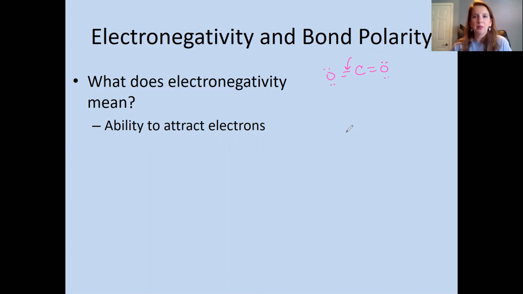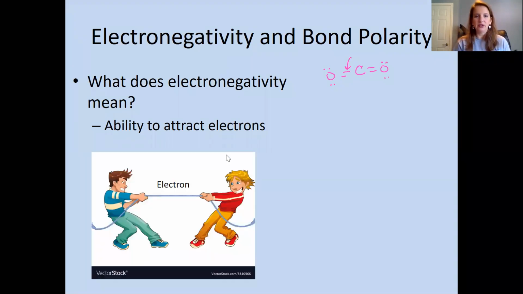If we're talking about bond polarity, we're looking at the difference in electronegativity. Electronegativity, remember, is the ability to attract electrons. If something has a really large electronegativity versus something that has a lower electronegativity, the atom with the larger electronegativity can pull the electrons closer to itself. The way that I liken this is if I'm going to be playing tug of war. So here you can see there's tug of war over the electrons. These two characters are playing tug of war.